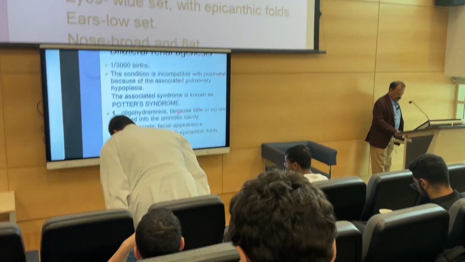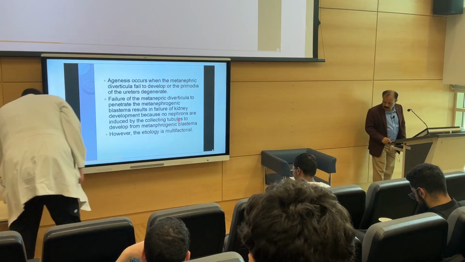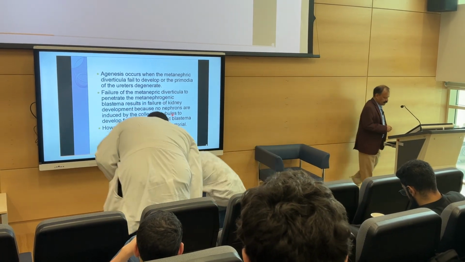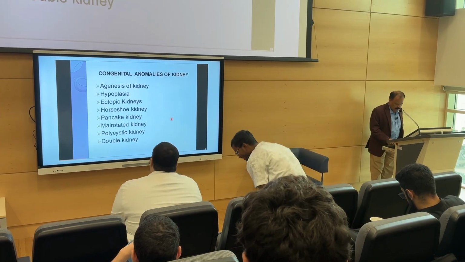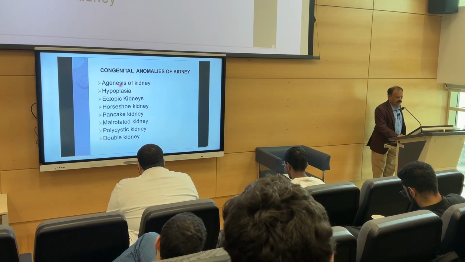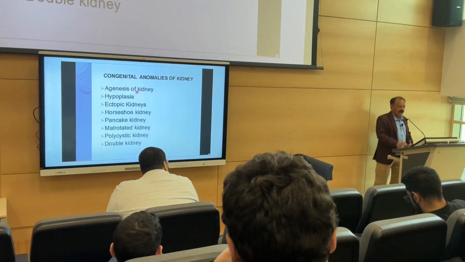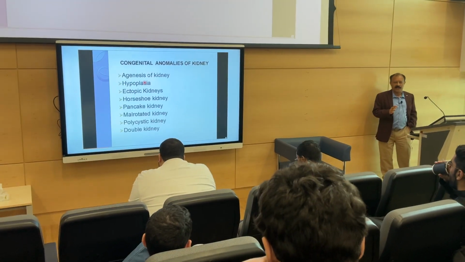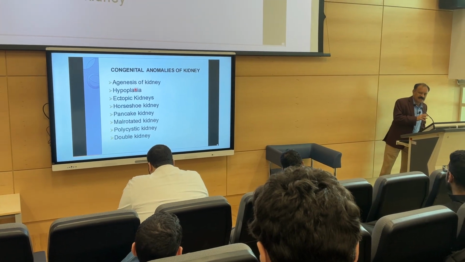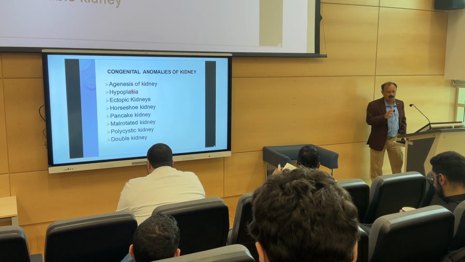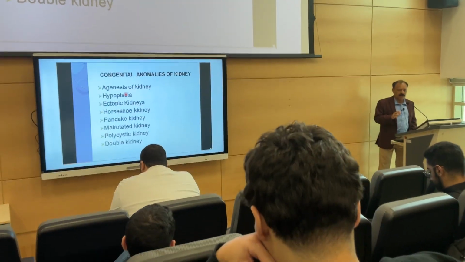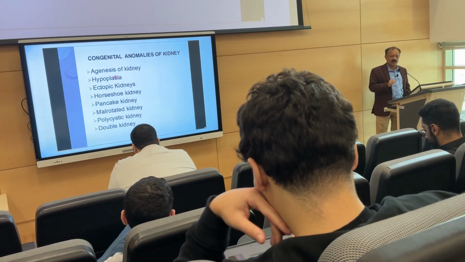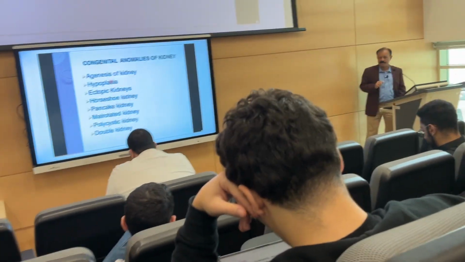Let's go back to the first one. Okay, this one. Everybody should say agenesis means complete absence. Hypoplasia is very similar to that, meaning less development. One is complete absence, agenesis, and one is less development. Both have oligohydramnios. Both have a pulmonary problem. Both are related to the oligohydramnios. Is that okay? So the first two are solved.